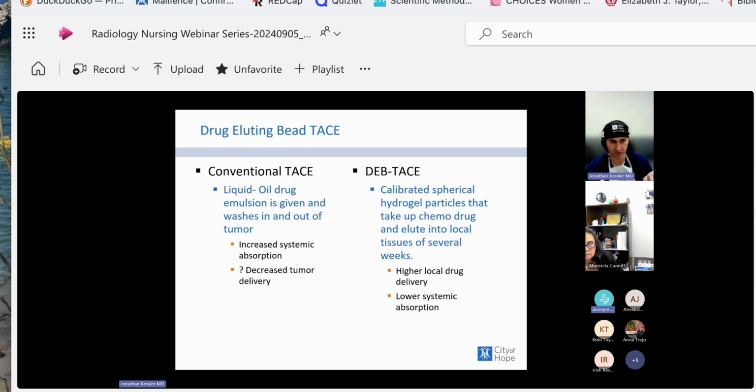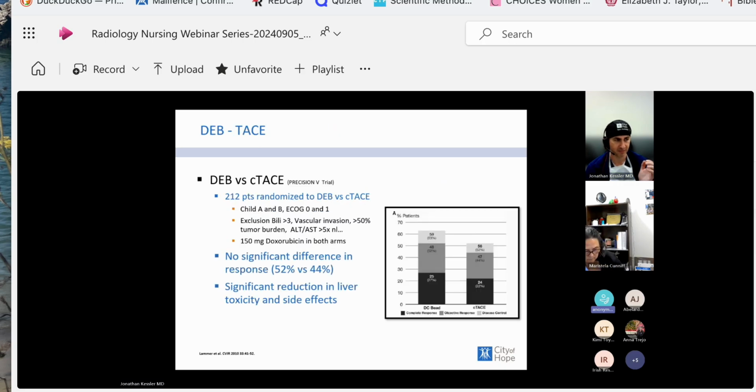So we should have two things happen then. We should have the drug concentration in the tumor go up because it's not washing out of the tumor like a liquid would. It's sitting right where the bead was. And the other thing we should see is better tumor killing because the chemo is staying where it's supposed to go instead of washing out. And the other thing we should see is lower side effects because the chemo is not going everywhere in their body anymore. So that's the theory. The problem is the theory is not always true.